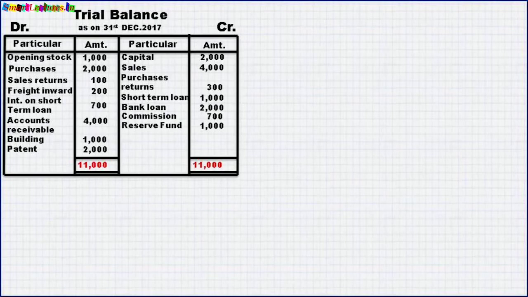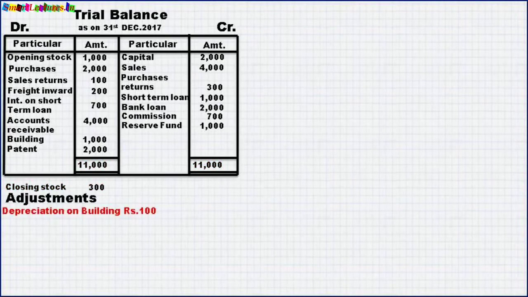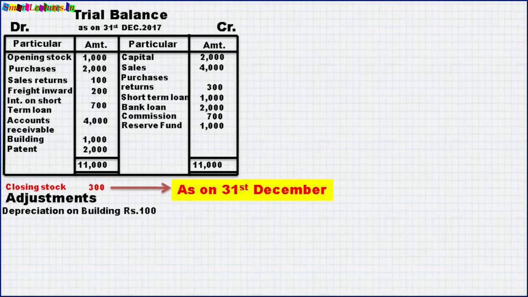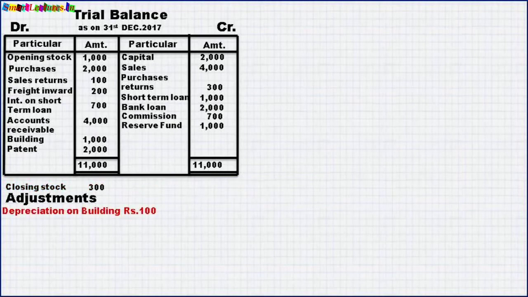below the trial balance. Closing stock 300, depreciation on building 100. Be careful, this closing stock is as on 31st December 2017, that is 300. So next adjustment is depreciation on building 100, manager's commission at 10% on profit before commission. It means we have to provide commission to the manager at the rate of 10% of the profit. Which profit? Before calculating this commission.